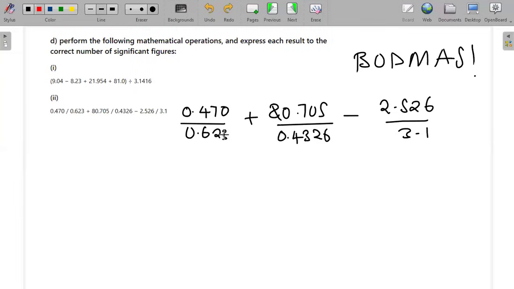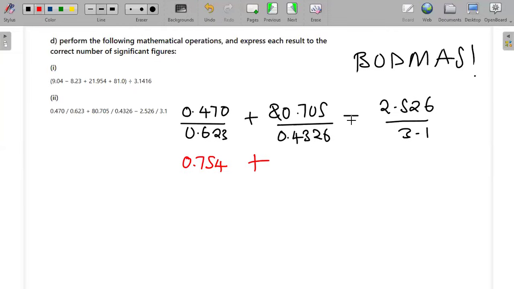So 0.470 divided by 0.623 gives me 0.754. And then the number continues to go, but I'm only interested in 3 significant figures. So I just end it there. And then plus this one, on top, we have 5 significant figures. Down, we have 4. So it means the answer should have 4.